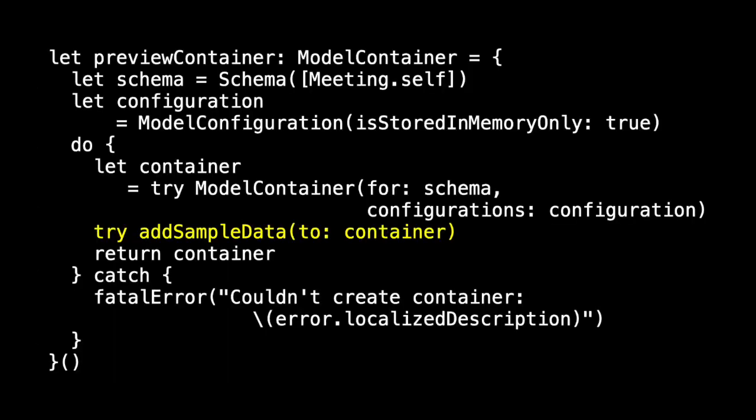So now let's really put this all together and go back to where we created our container. And between the time that we create the container and we return the container, let's add our sample data to the container. And that's it. We now have an in-memory container that is full of our preview data. And we'll use it and a persistent container next time.